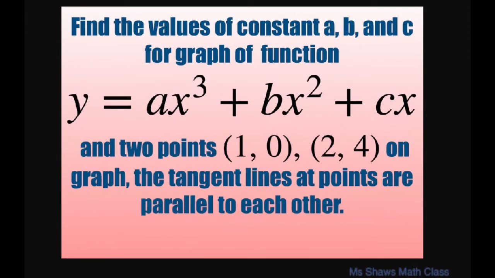We're going to find the values of the constants a, b, and c for the graph of the function y equals ax cubed plus bx squared plus cx. And we have 2 points, (1, 0) and (2, 4), on the graph. The tangent lines at these points are parallel to each other.